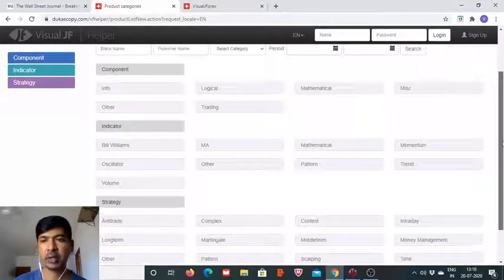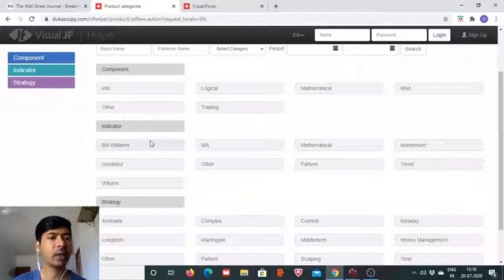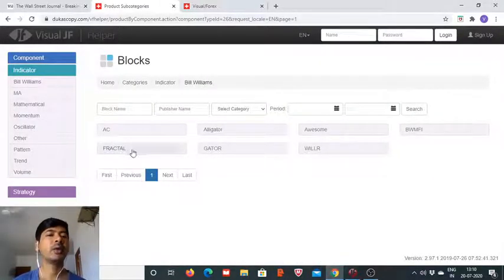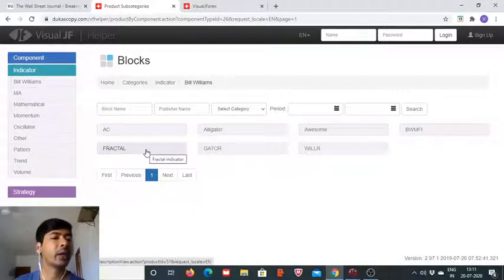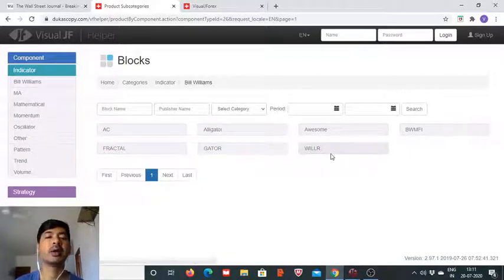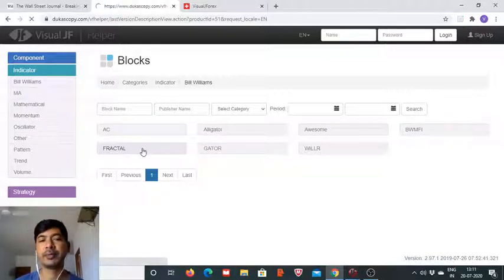Now coming to the indicators, here we will be considering the fractal. We have done the acceleration deceleration oscillator, the alligator, awesome oscillator, and the BWMFI indicator so far, and now it's the turn of getting to know the fractal indicator, and then in coming sessions we will also consider the gator and the Williams star. Now it's the turn of the fractal.